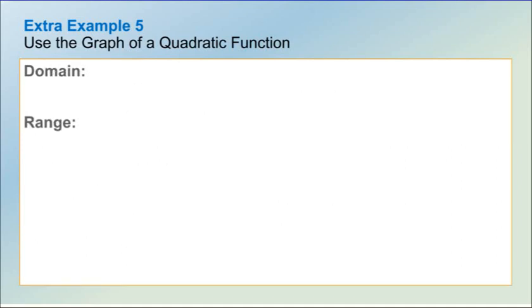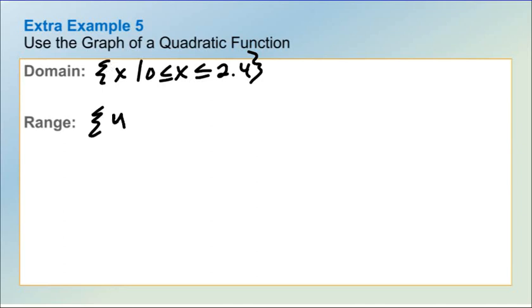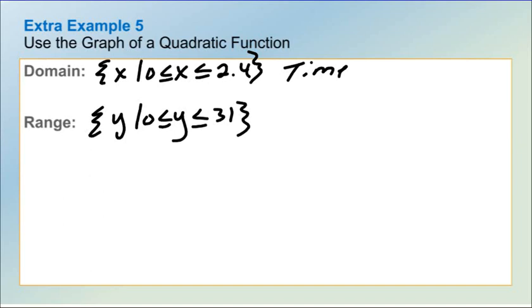And then our domain and our range. Domain would be x such that x is greater than or equal to 0, but less than or equal to 2.4. And then the range, y such that y is greater than or equal to 0, but less than or equal to 31. And again, domain is time, the range is height.